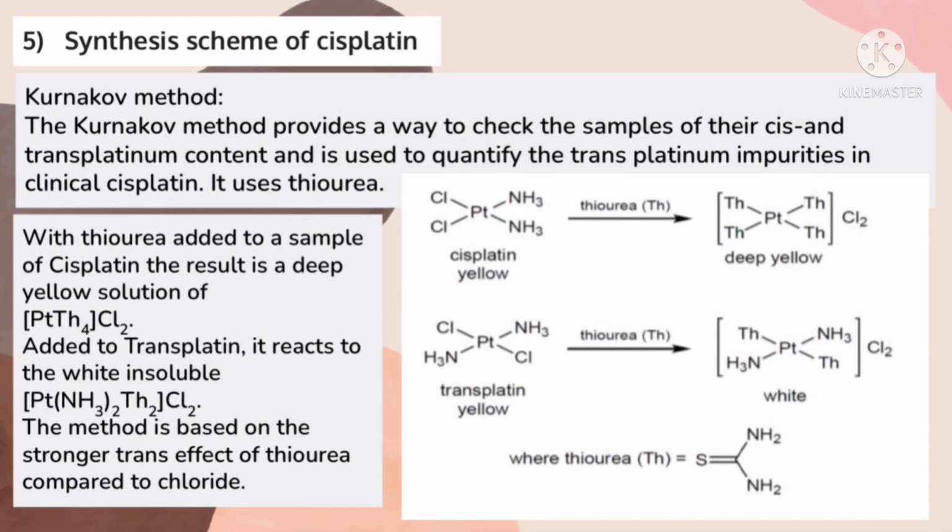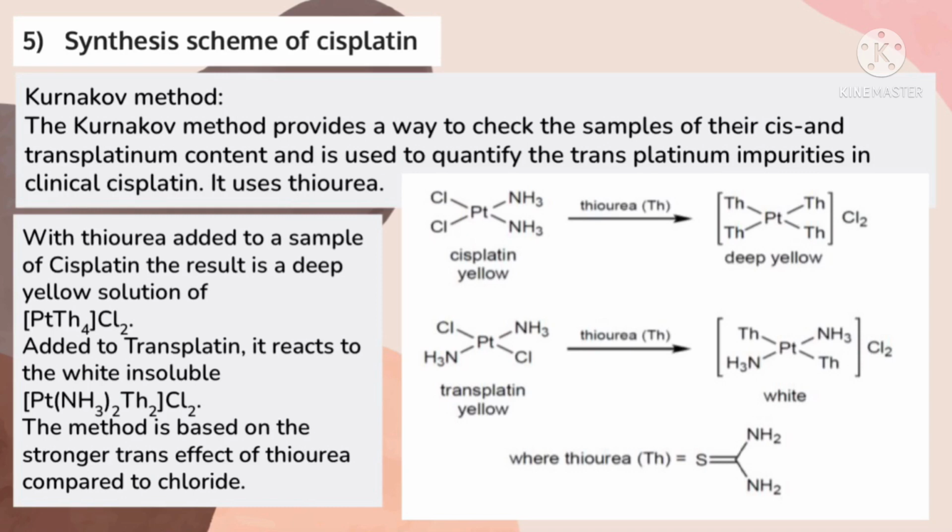The Kurnakov method is also used to test cisplatin. It provides a way to check samples for their cis and trans platinum content, and is used to quantify the trans platinum impurities in clinical cisplatin. It uses thiourea. The process is as shown.